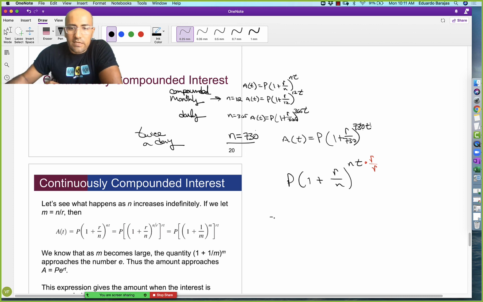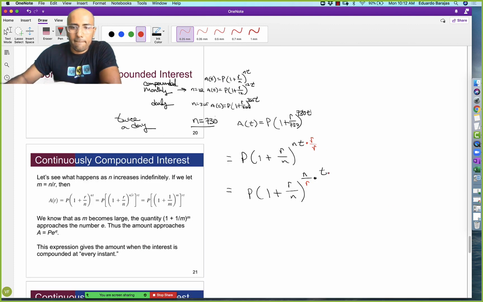We can say that this is equivalent to P times 1 plus r over n to the power of n over r, n over r. Keep my r red because my n's and my r's look very similar. So that's n over r times tr. Good. And that's what this is right there.